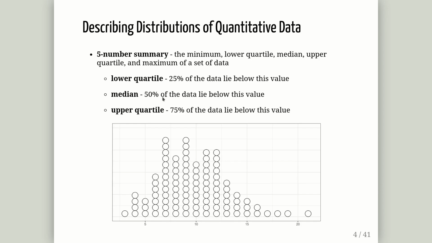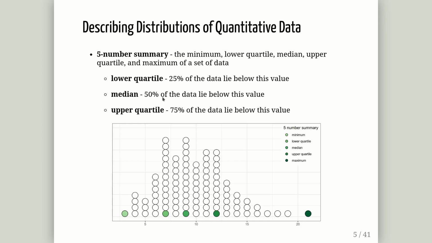The 5-number summary is a really quick way to describe a distribution. It consists of the minimum, the lower quartile, the median, the upper quartile, and the maximum of a set of data, going from lowest value to highest value. The lower quartile is the value at which you have 25% of the data on one side and 75% of the data on the other side. Then comes the median, where you have half and half. And then the upper quartile is where you have 75% of the data less than that value and 25% of the data more than that value.